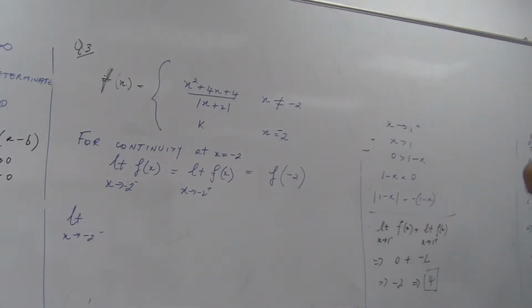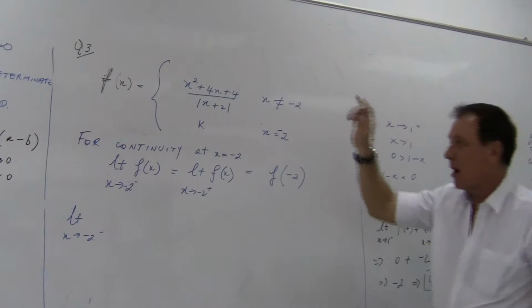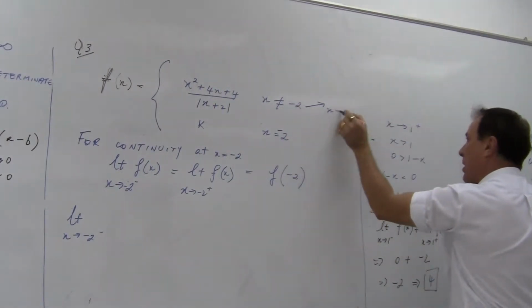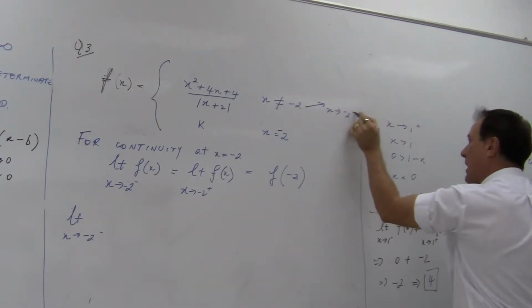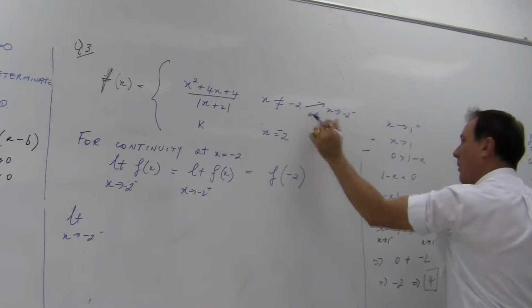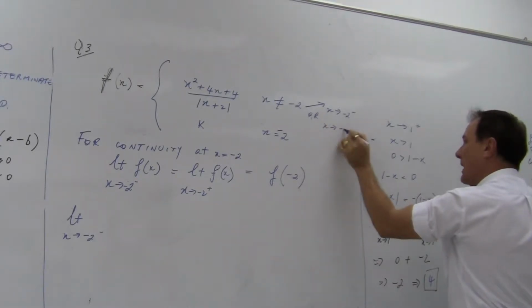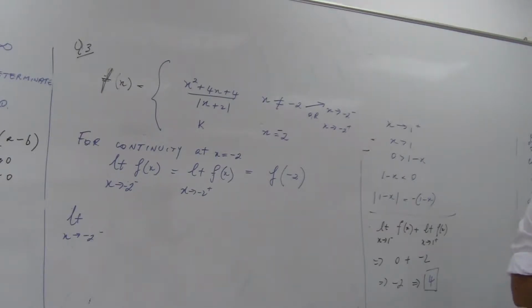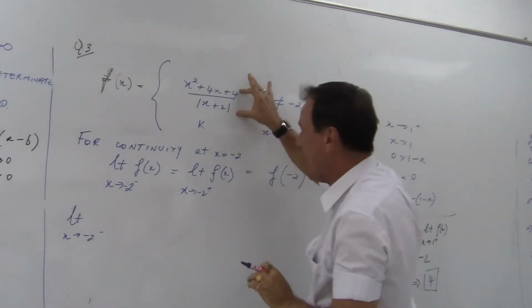x approaches -2 from below, of what? Well, here, this means x approaches -2 from below, or x approaches -2 from above, not at -2. So it's this part that we look at.